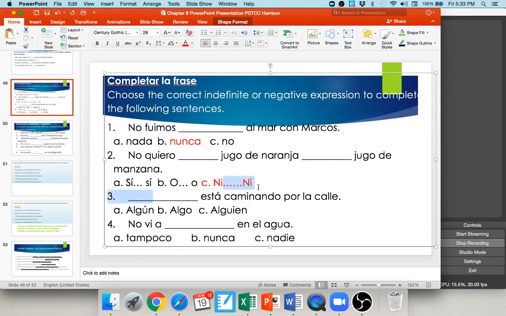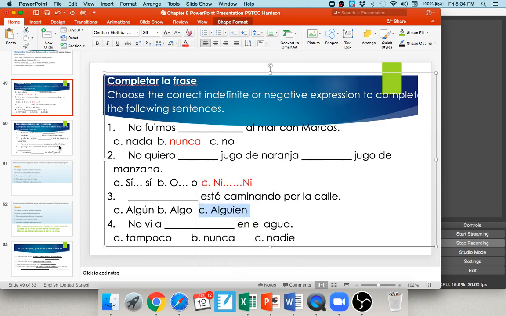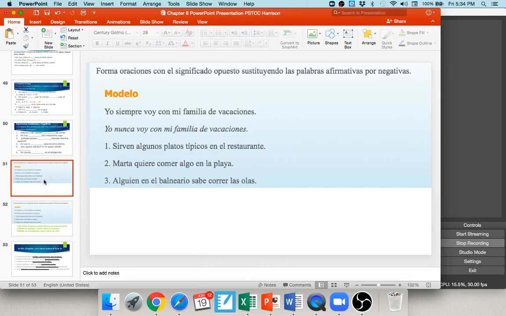Number three, blank está caminando por la calle. So blank is walking through the street. Something or someone. It makes the most sense here to say someone, alguien. Okay, so just some answers for you there. These are straight from your book. These are questions you're going to have to do in MindTap this week.